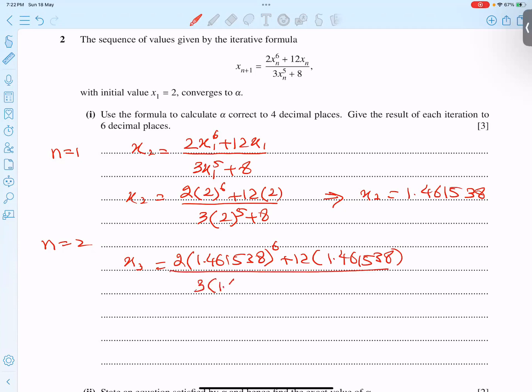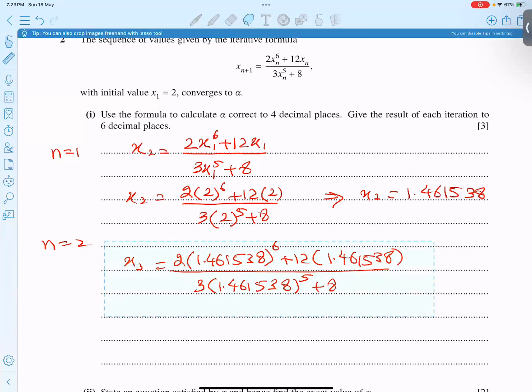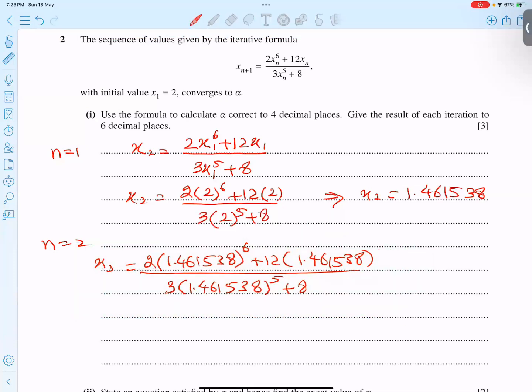And 3 times 1.461538 to the power 5 plus 8. So I'm putting this value in the calculator. Let's see what answer I get after typing it in. My answer is coming 1.322263, and I have to write 6 dp.